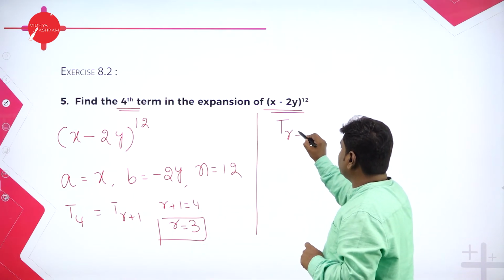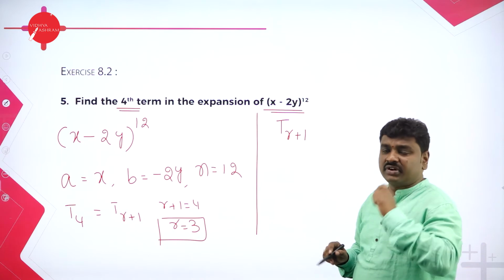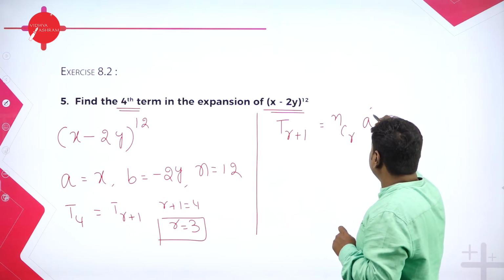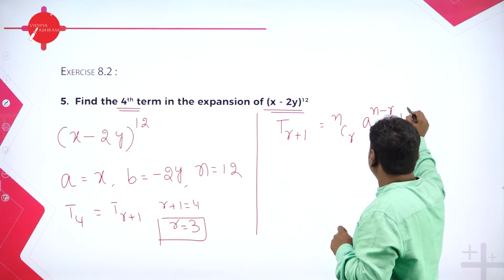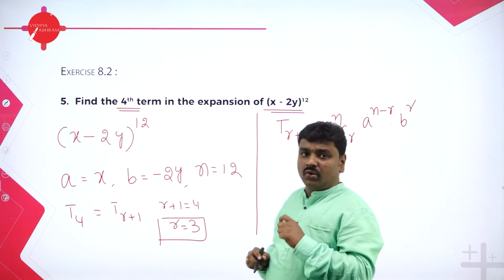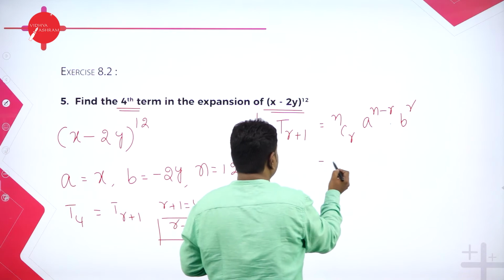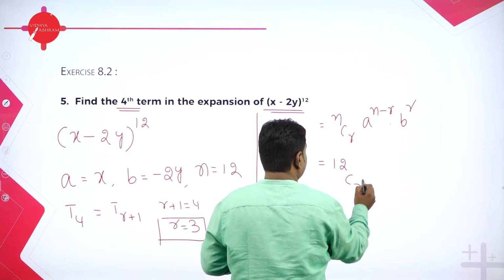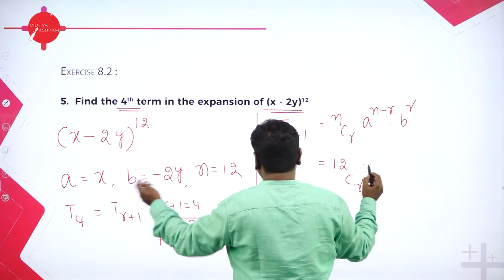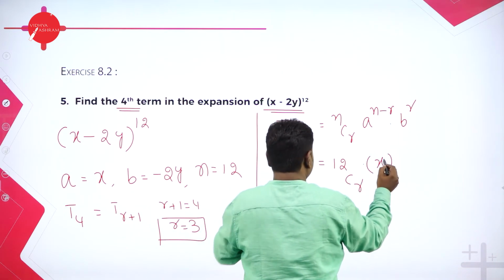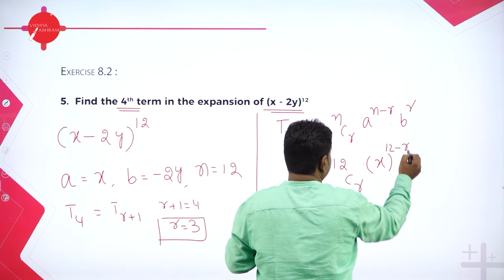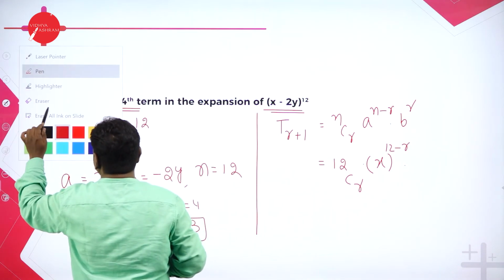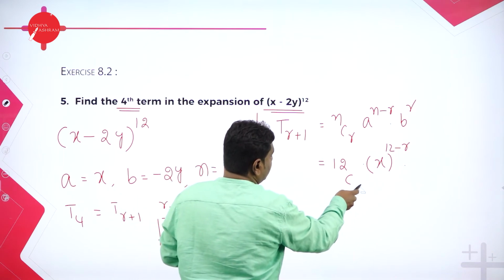Now coming to this, write the general term. What is the general term? T R plus 1. What is the formula for T R plus 1? nCR, A power n minus R, into B power R. So now, what is the n value? n is 12, so 12CR. What is the R value? It is 3, and we can substitute the R value also. So in the place of R, put the value of R.